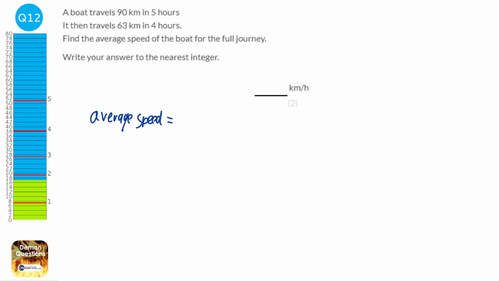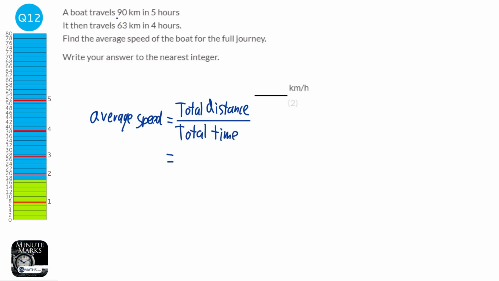To find average speed, we need to do the total distance and then all we need to do is divide that by the total time. So in this question, the two distances are 90 kilometers and 63 kilometers. So we need to do 90 plus the 63 and divide that by the total time. So that's the 5 hours plus the 4 hours.